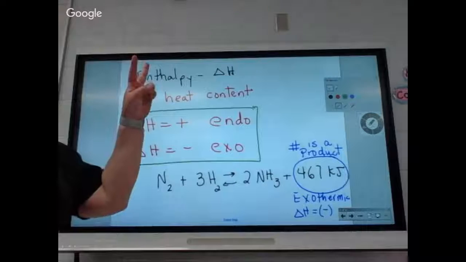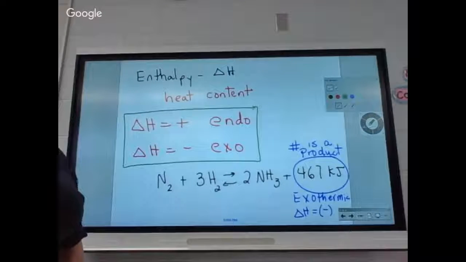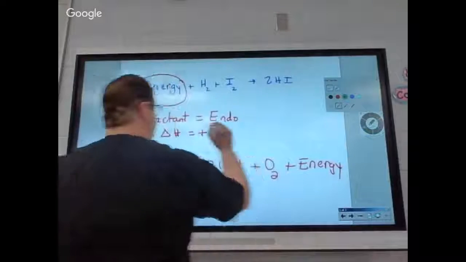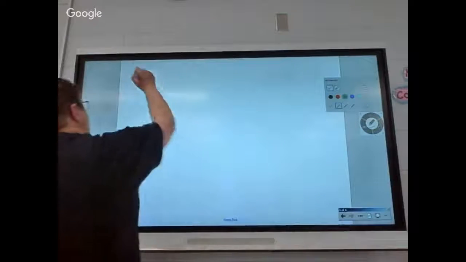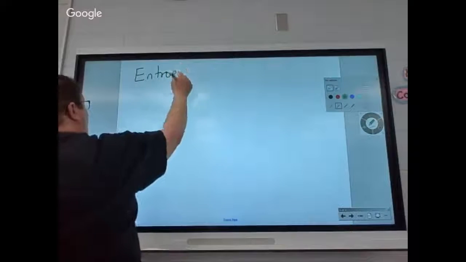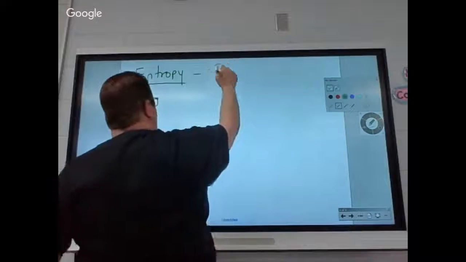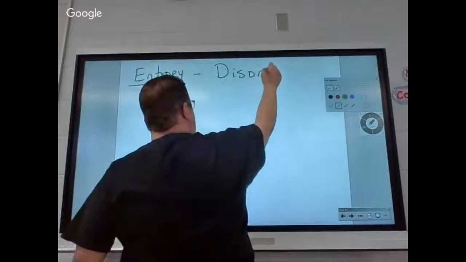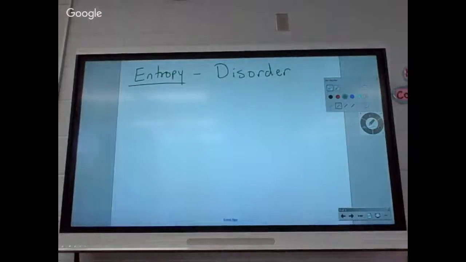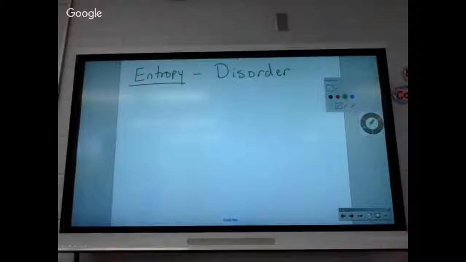Delta H has two possibilities, positive and negative. Delta S has positive and negative. And delta G has positive and negative. So everything has a positive and negative. All right? Now, the second thing we're going to do: entropy. Entropy is disorder. So every time you read the word entropy, substitute the word disorder, and you can answer the question. Okay? Entropy is disorder.